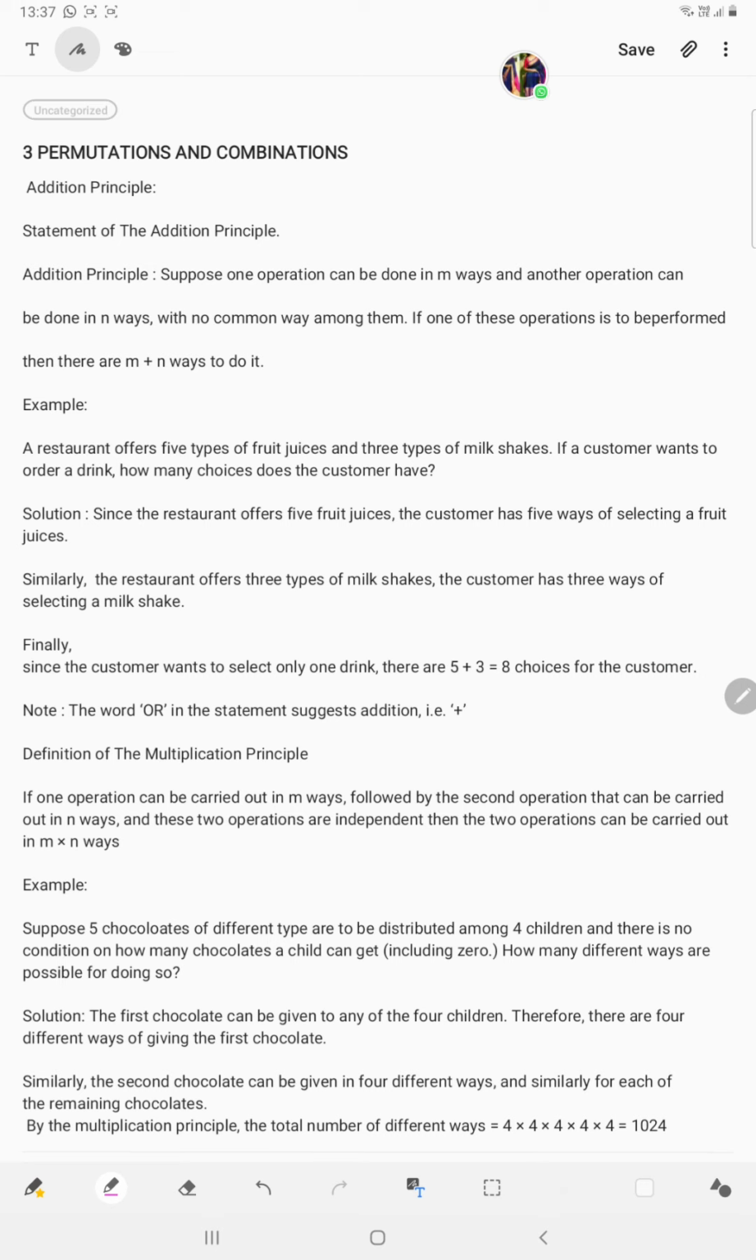This is called addition principle. It means the two events are independent. He can choose from fruit juices or he can choose from milkshakes.